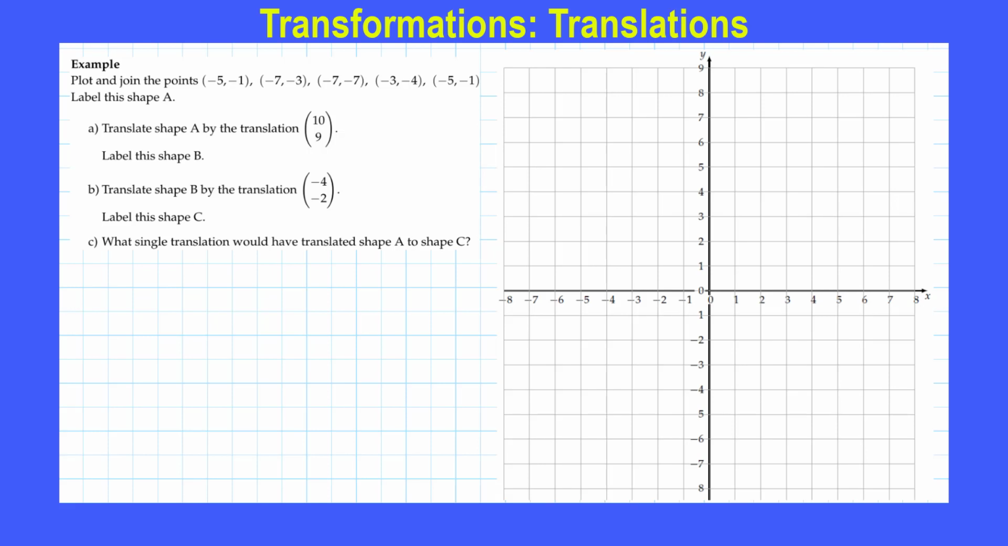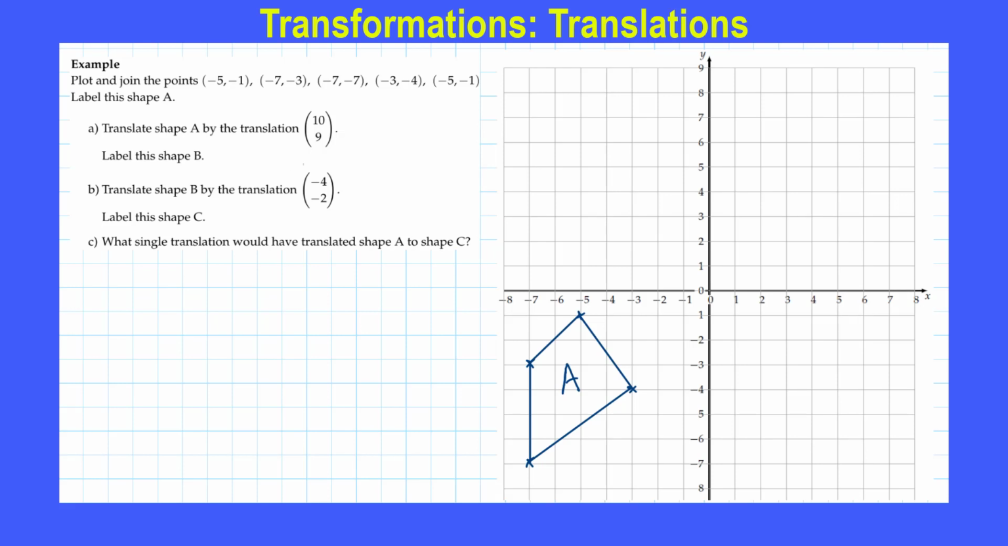So here's an example of using translations. In this question we have to plot some points, and then we're going to have to translate the shape that's made. So the first thing we do is we start by plotting points. Now if you remember, when we plot points we go along the corridor, up the stairs. So the first ordinate says we go along, the second ordinate says we go up or down. So we've plotted our points, we join them up with a ruler, and then we're going to label our shape. So this is going to be shape A.